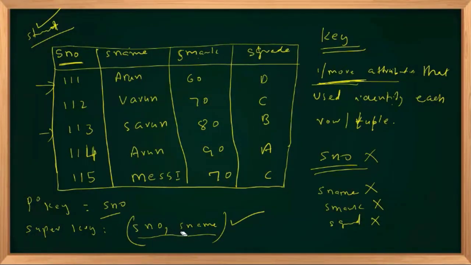Super key. Then what is a primary key? How will we recognize the primary key? Minimization of a super key is known as a primary key. So why didn't we take the student's name as a primary key? Student's number is the primary key because the student number itself is enough to identify each tuple.